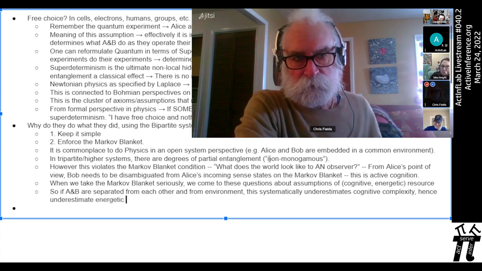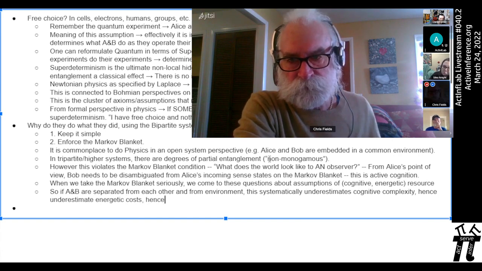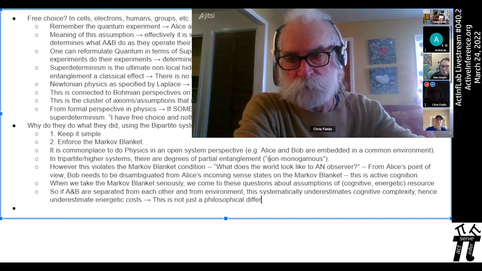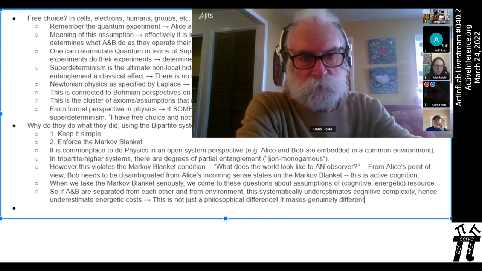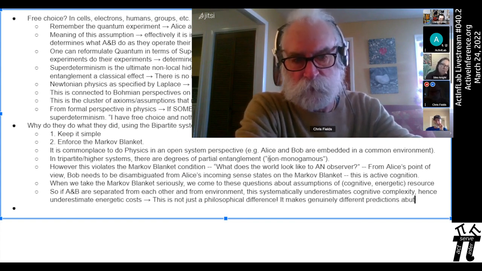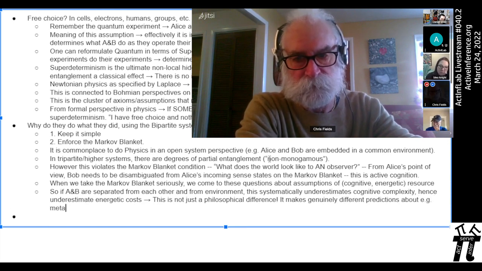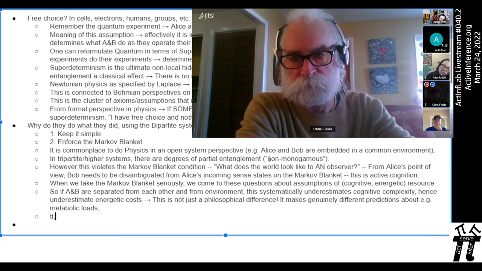So it's not just a philosophical difference. It's a difference that leads you to make genuinely alternate predictions about things like metabolic load. So that's why we do things in this bipartite framework, to respect the Markov blanket condition and to keep our assumptions about energy flow explicit.